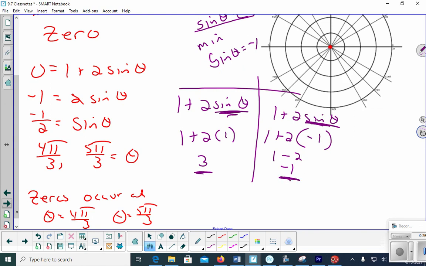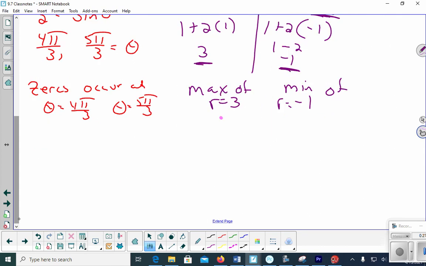Since 3 is the maximum, I'm going to say the max of r is equal to 3. That's the largest my radius is going to be. Since negative 1 is smaller, I'm going to say that I have a minimum of negative 1 when r is equal to negative 1. That's going to be the smallest, which means I'm going to flip over the polar axis.